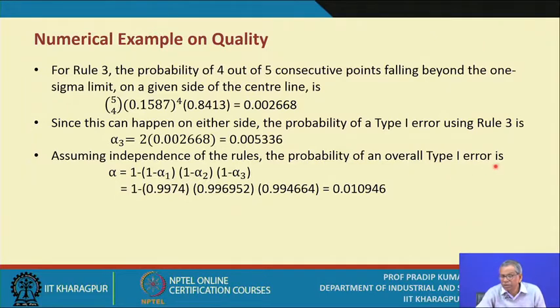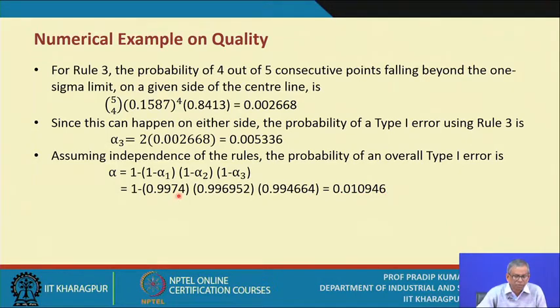Assuming independence of the rules, that means as a first approximation we say that the independence condition holds, the probability of an overall type 1 error is 1 minus the product of 1 minus alpha 1, into 1 minus alpha 2, into 1 minus alpha 3. That means this is the product term, and 1 minus this one we compute, and ultimately we find that the overall type 1 error probability is 0.010946.